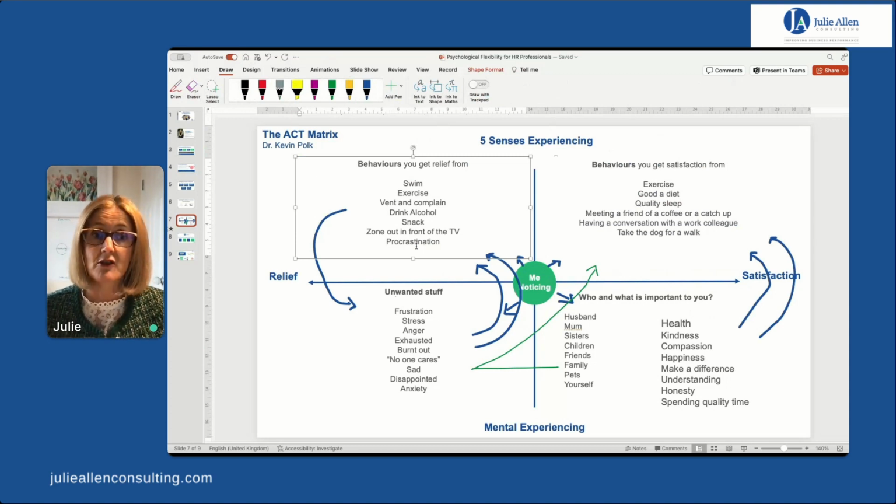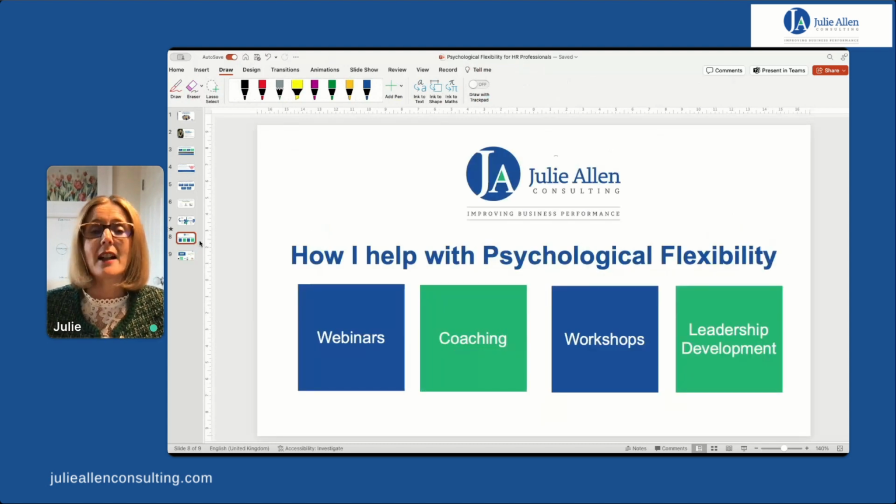I also mentioned in my introduction that I also am certified to use the pro-social matrix. We build that up into a we matrix when there is more than one person. Also, I talked about psychological safety. You cannot build psychological safety in organisations unless individuals develop and improve their psychological flexibility. Being aware of the unwanted stuff that shows up, jealousy, for example, and how they react and respond to that.